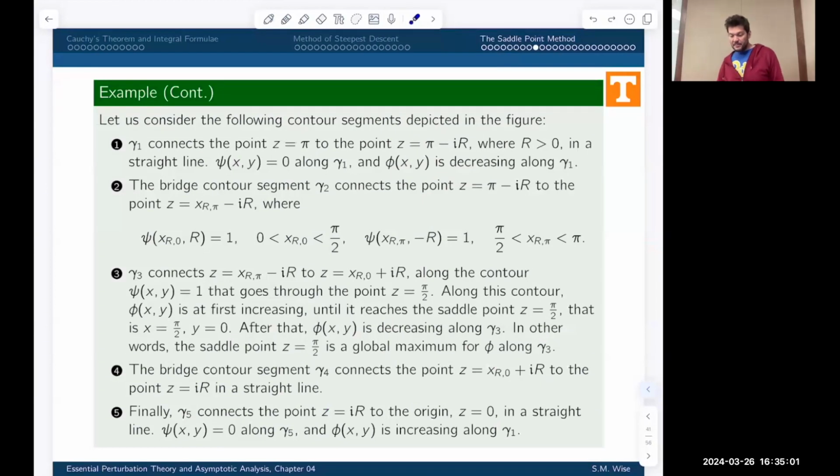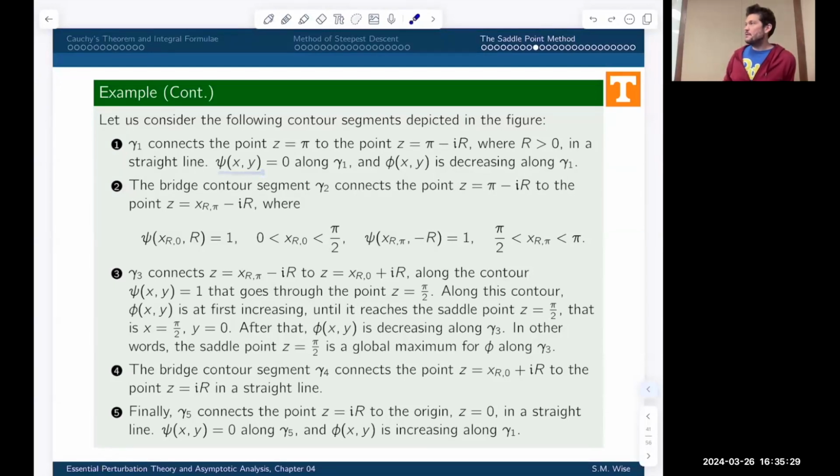All right, so let's spell this out in gory detail. So here's the contour segments that we want to compute. These are the ones that were depicted already in the figure. Gamma 1 connects the point z equals pi to z equals pi minus iR, where R is a positive number. And it connects it in a straight line.